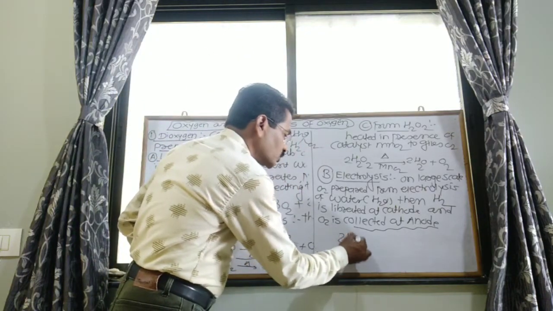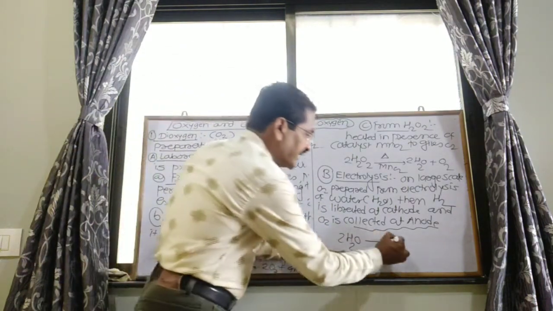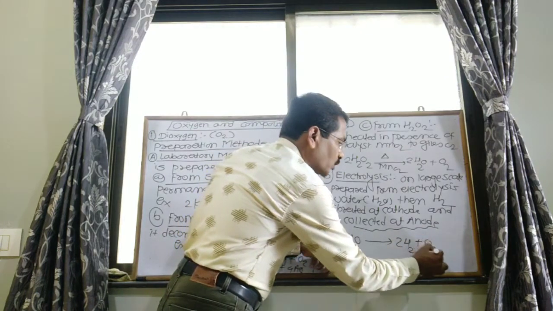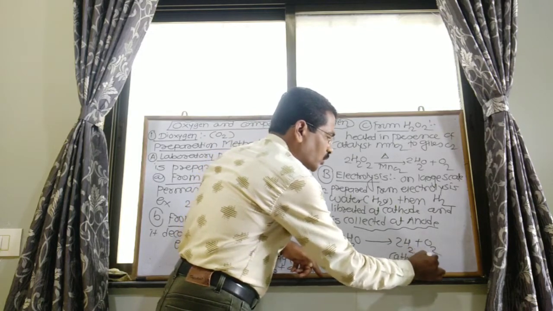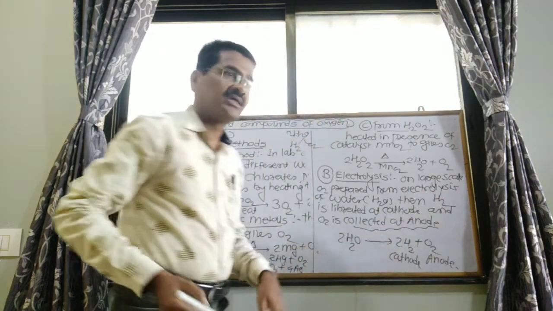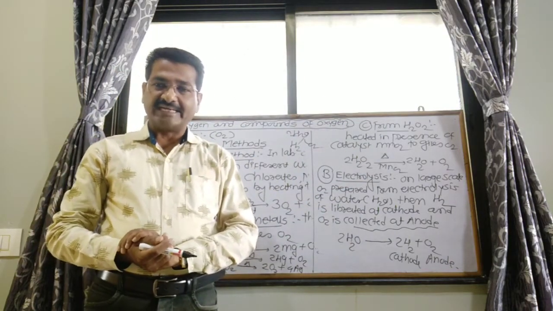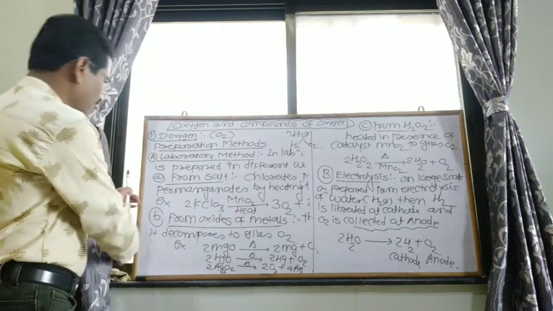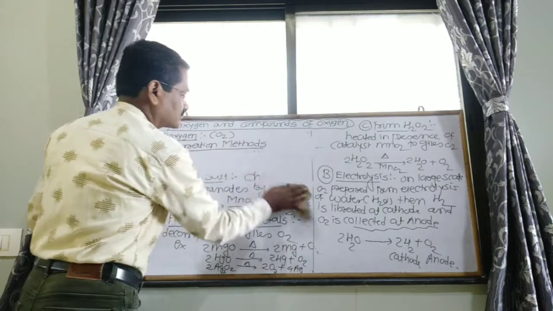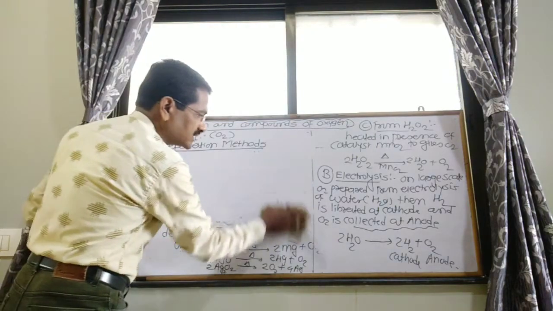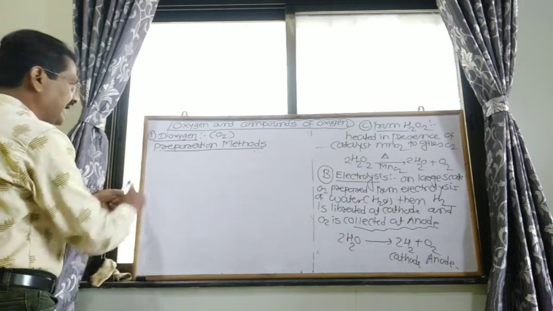Suppose 2H2O, water, when current is supplied to that water, it gives 2H2 plus O2: 2H2 at the cathode and O2 at the anode. So this is the second preparation method of oxygen, that is electrolysis. Then see the third preparation method of oxygen. First is the laboratory method, second is electrolysis, and the third preparation method is the industrial method.